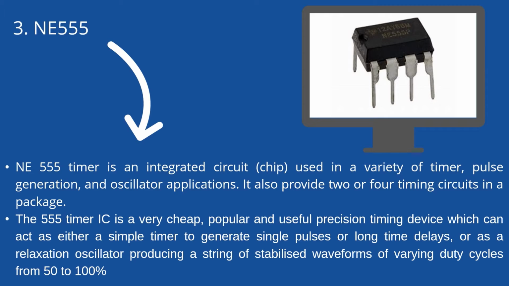Next is the NE555. It is an integrated circuit used in a variety of timer, pulse generation, and oscillator application. It also provides 2 or 4 timing circuits in the package. The 555 timer IC is a very cheap, popular, and useful precision timing device which can act as either a simple timer to generate single pulses or long time delays, or as a relaxation oscillator producing a string of stabilized waveform of varying duty cycles from 50 to 100%.